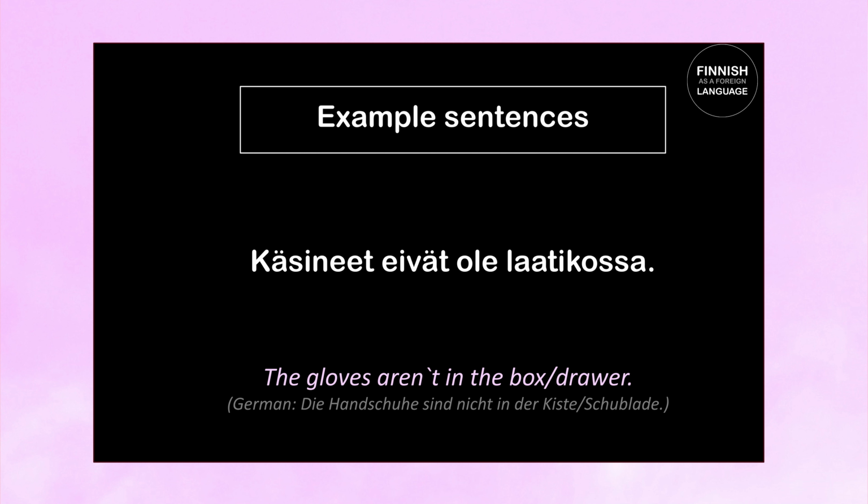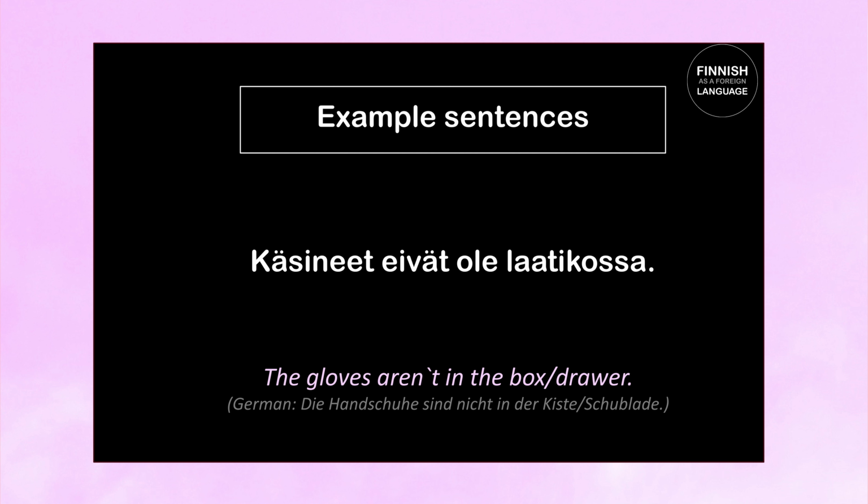Next one. Käsineet eivät ole laatikossa means the gloves aren't in the drawer. So let's go step by step. Käsineet means gloves. This is a word that is always standing in the nominative plural. Don't forget, this is one of the clothes that always come with two mirrored parts. Eivät ole here is third person plural negative. Negative because we want to say aren't. And laatikossa means in the drawer. It's the inessive case of the noun laatikko, which means drawer. Käsineet eivät ole laatikossa. The gloves aren't in the drawer.